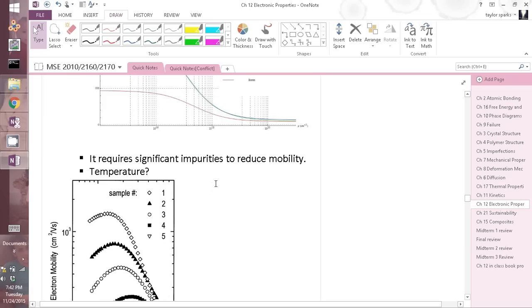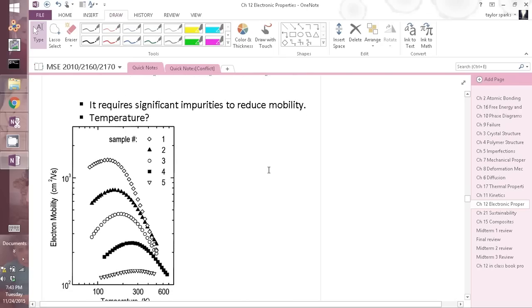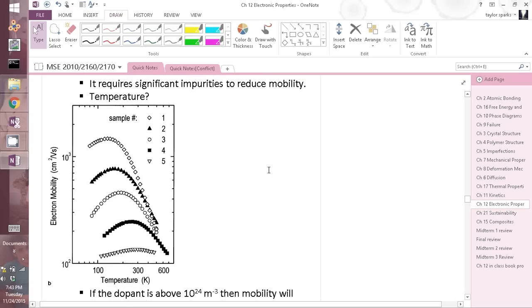So it requires a significant amount of impurities to reduce mobility. If you only have a few donor or acceptor ions in your lattice, they're not going to dramatically reduce mobility, but they will if you start to add enough of them. And now temperature, on the other hand, can play a much larger role in changing your mobility.